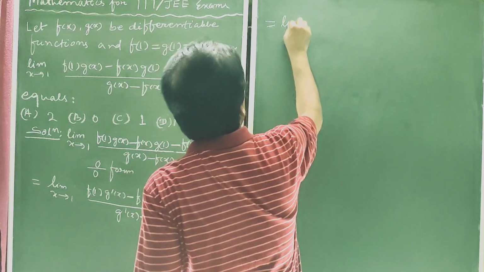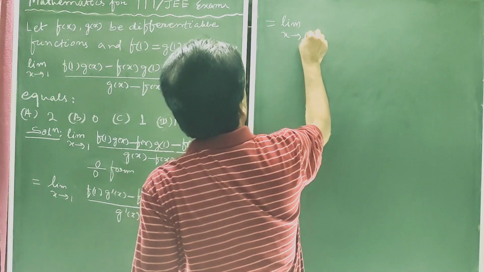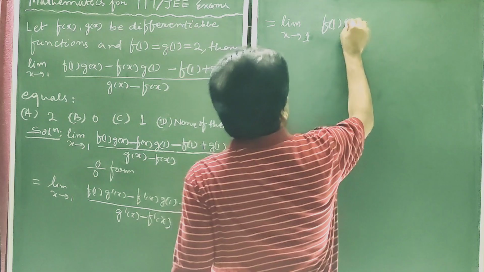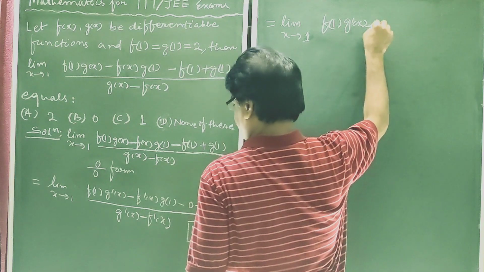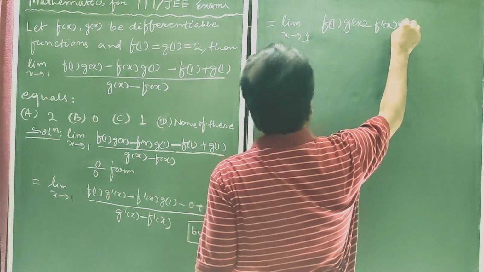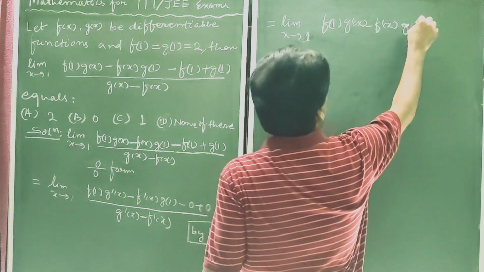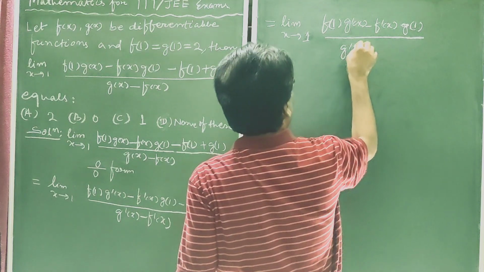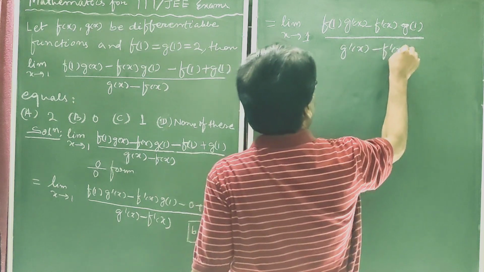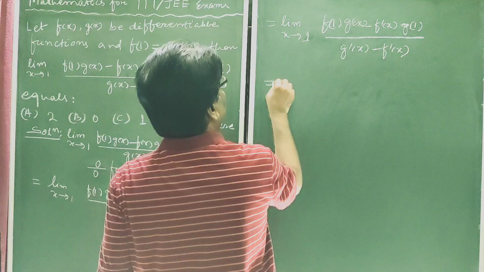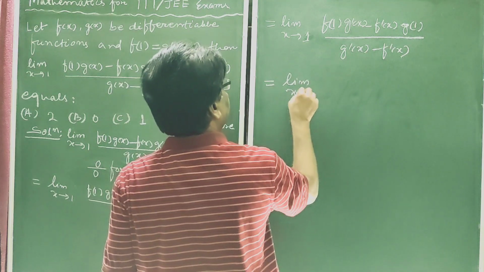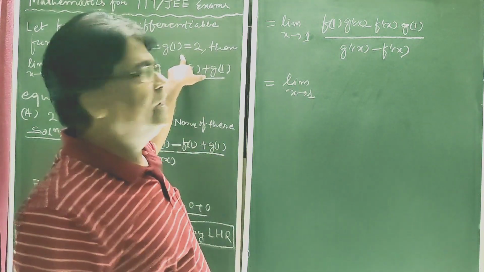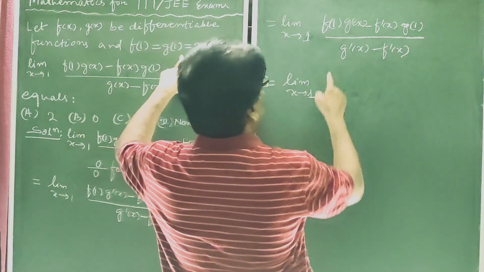This is equal to the limit as x tends to 1 of [f(1)g'(x) − f'(x)g(1)] divided by [g'(x) − f'(x)]. Now f(1) is 2, g(1) is 2. Let us use the values in the same expression.